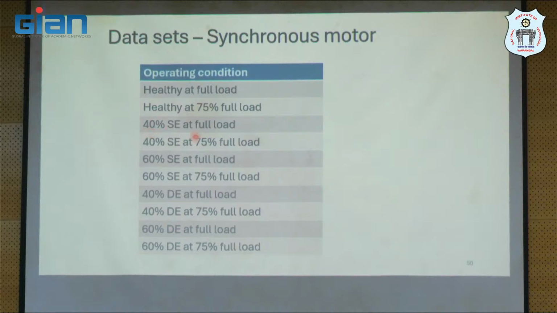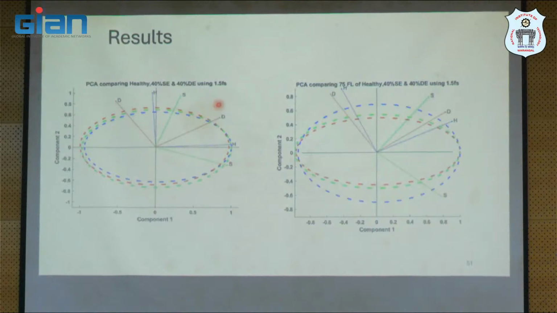I have tested static eccentricity and dynamic eccentricity with the same approach. Alpha-beta is extracted for a specific harmonic component for each of these data sets, and then principal component analysis is done on the alpha-beta currents. And you see that if Fs is the supply frequency, let's say 60 Hz, when I use the 90 Hz component, which is 1.5 times Fs, I can get very clearly the dynamic eccentricity component on one side of healthy and static eccentricity on the other side of healthy.